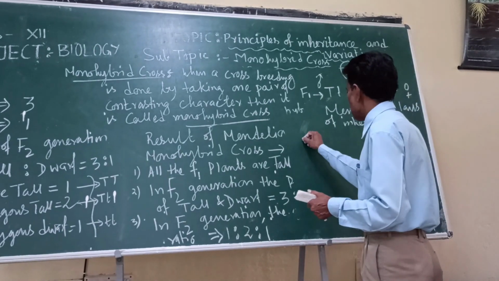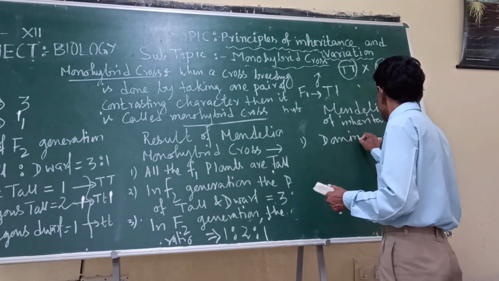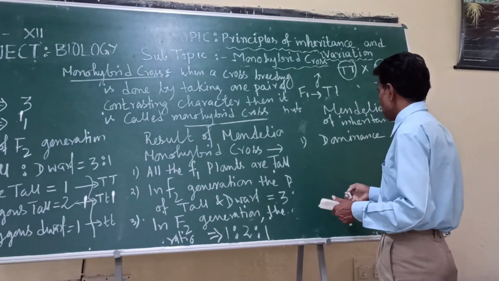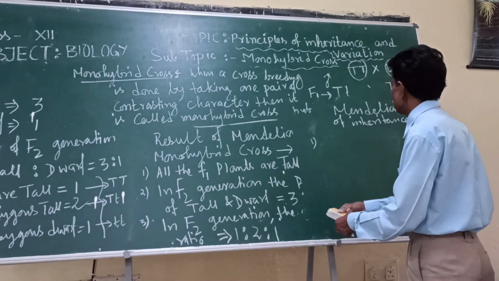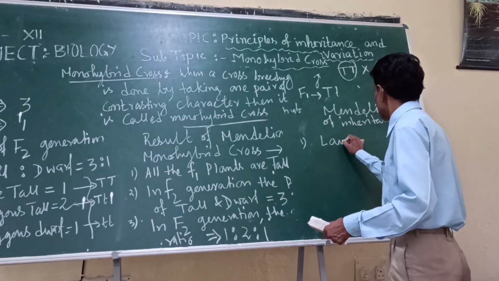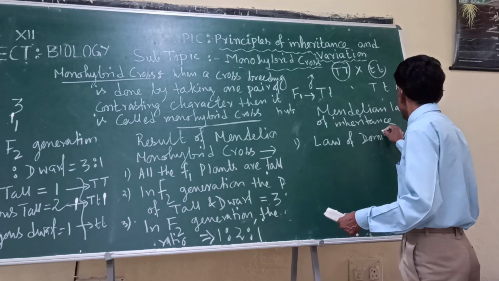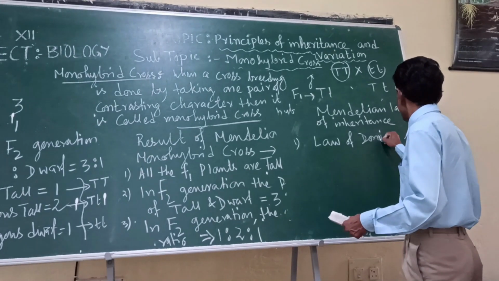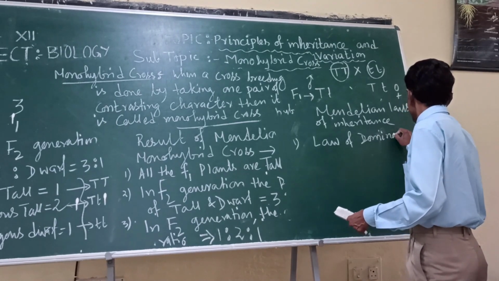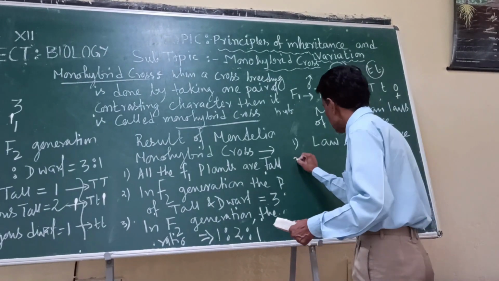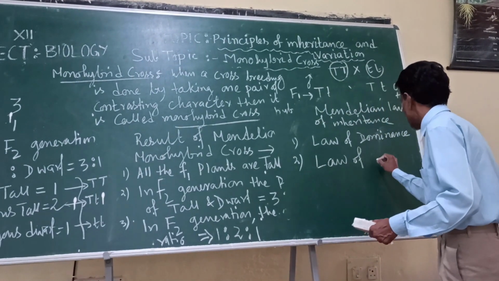What are they? Number one, the law of dominance, and the law of segregation.